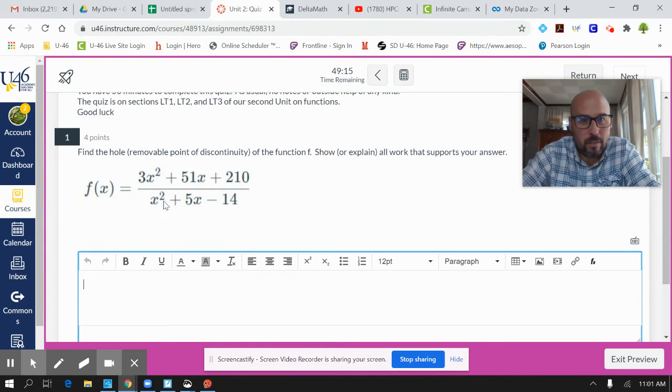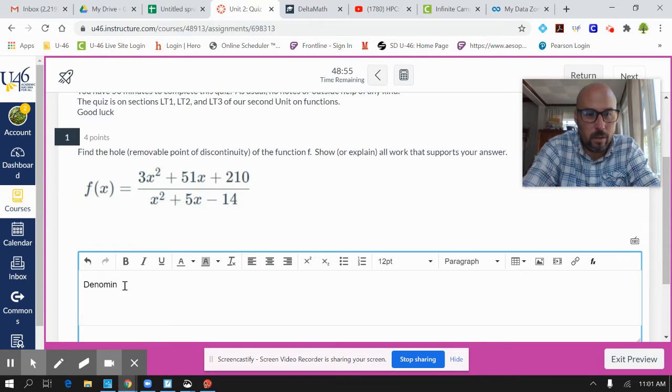So to find the hole, this is a rational function. A hole is a point of discontinuity, and points of discontinuity for rational functions always occur for x values that would make you divide by 0. So let's factor the denominator. And that's an easy one. That's x plus 7 times x minus 2. So there are 2 points of discontinuity.